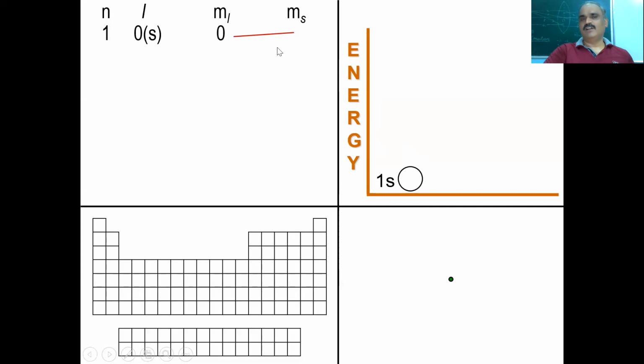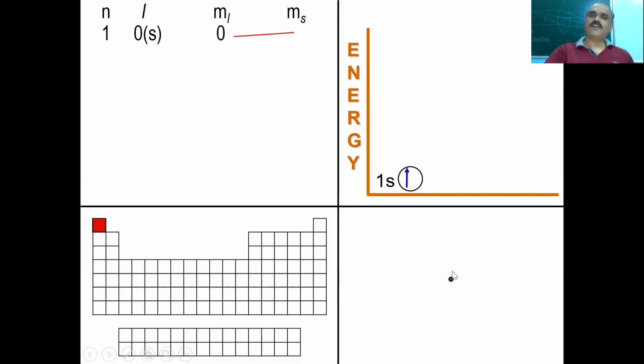Now, an electron is shown by an arrow. If the arrow is upward, it is clockwise. Downward, it is anti-clockwise. And the atom which has only one electron has this quantum number, and its electronic configuration is 1s1. On the modern periodic table, it lies here. You know, it is hydrogen.